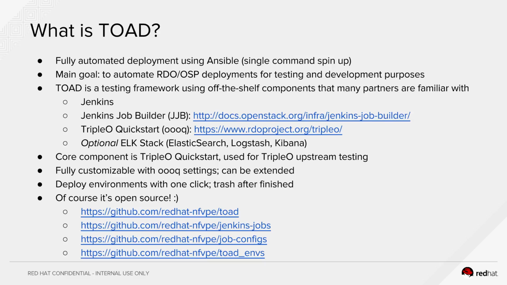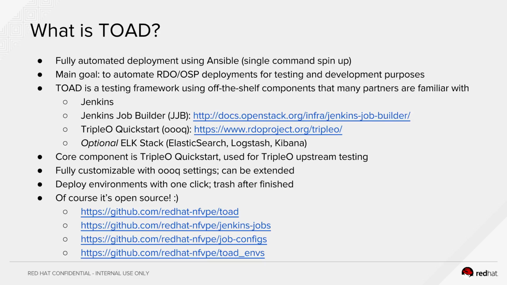Toad is a testing framework using off-the-shelf components that many people are familiar with, including Jenkins Job Builder, TripleO Quick Start, and optionally the Elk Stack. Its core component is TripleO Quick Start, which is the same system used for TripleO upstream testing. It's fully customizable with TripleO Quick Start settings, which can clearly be extended, and the idea is to deploy environments with one click and make it so that you don't have to feel bad about trashing it after you're done.